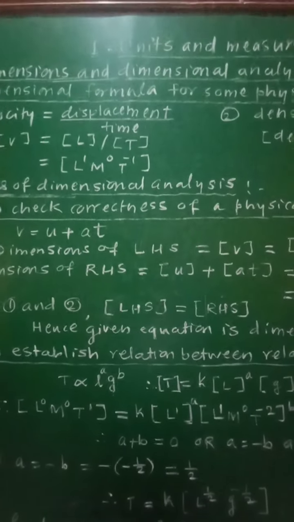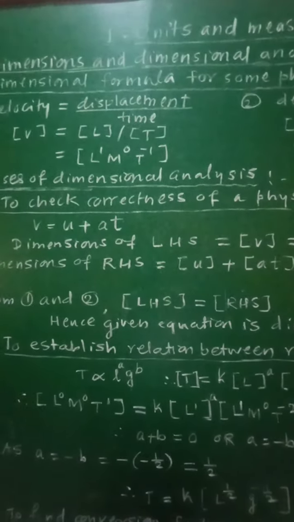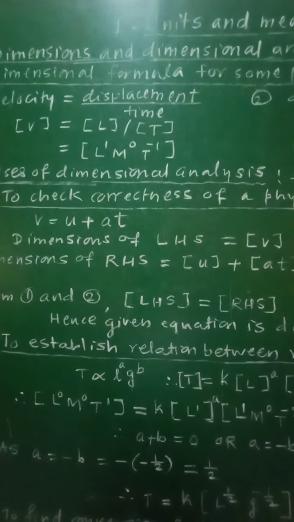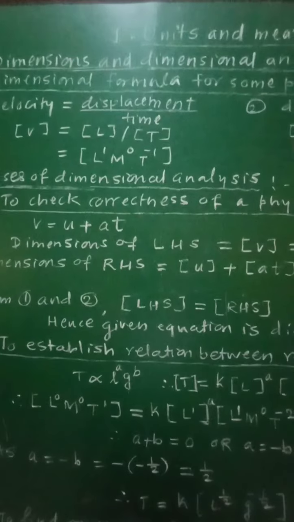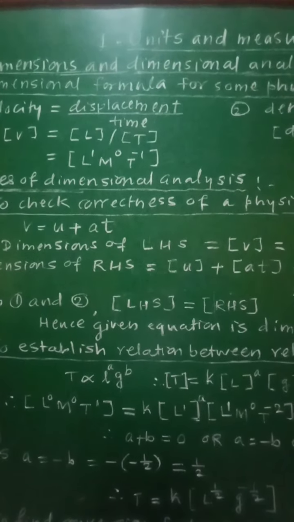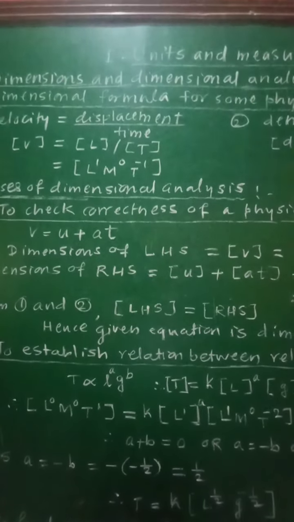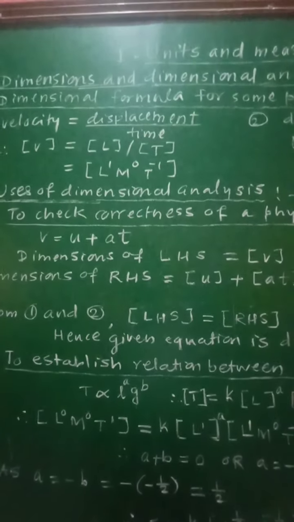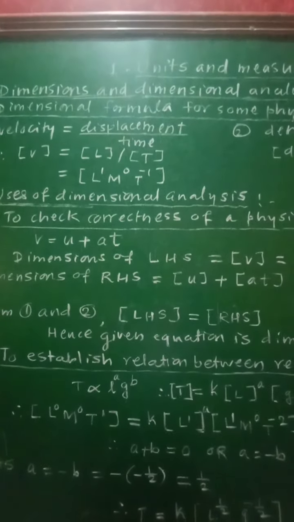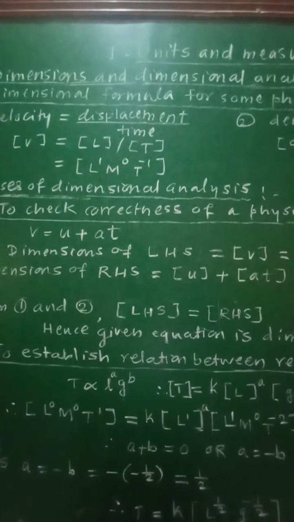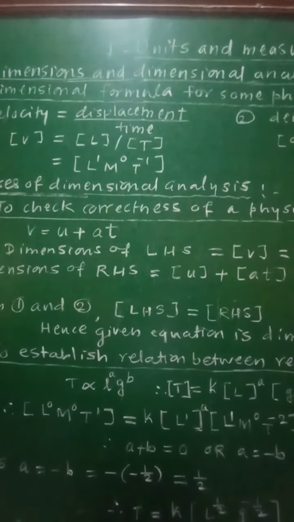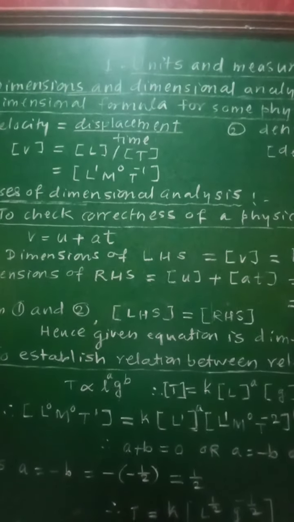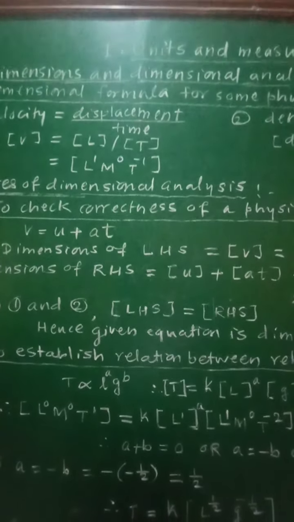Now, what are the dimensions of a physical quantity? The dimensions of a physical quantity are the powers to which the fundamental units must be raised in order to obtain the unit of the given physical quantity. The dimensions of a physical quantity are defined as the powers to which the fundamental units must be raised in order to obtain the unit of the given physical quantity.